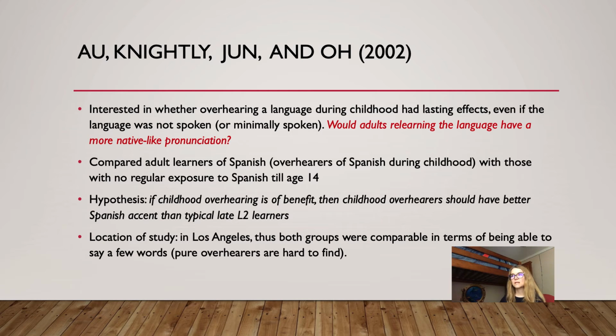But technically, they compared adult learners of Spanish who were overhearers of Spanish in childhood with those that had no regular exposure to Spanish until age 14 when they started taking the Spanish class. Right? So the idea was that if overhearing in childhood is beneficial, then childhood overhearers should have better Spanish accents than the typical L2 learners. So they looked at these students in college, some who had early childhood exposure and some who did not.